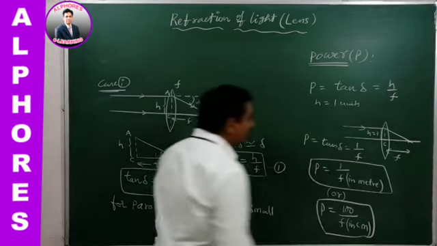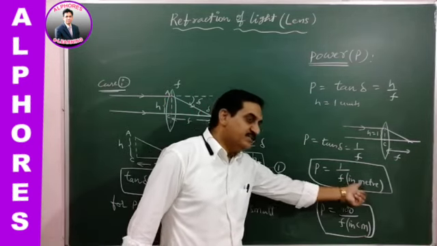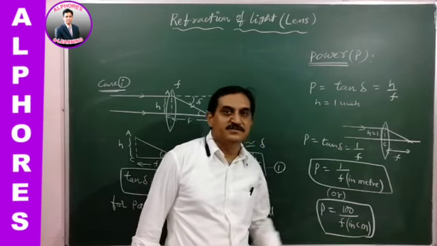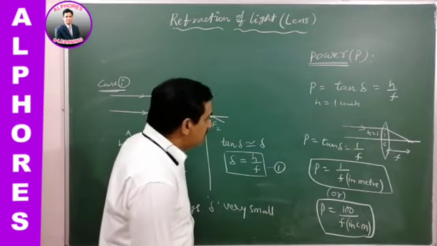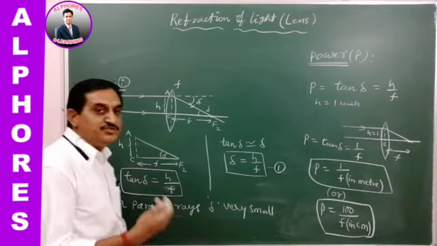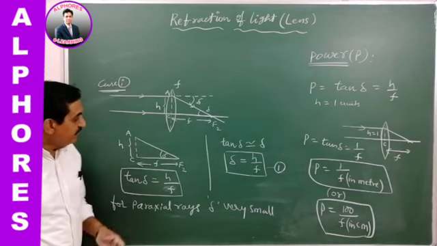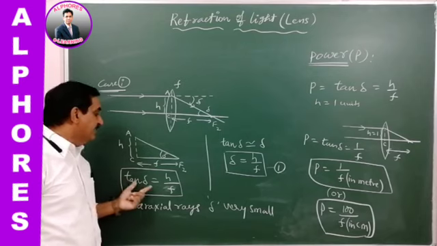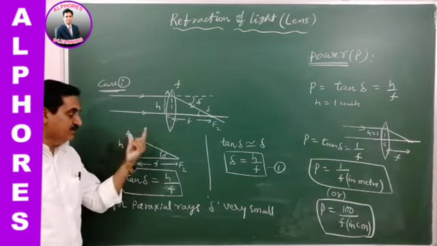So the power formula is 1 by f when f is in meters, and 100 by f when the focal length is considered in centimeters, CGS system. Overall, in which units can the power of a lens be measured? Diopters, the units of power. See here, we are taking the power formula from this deviation formula, tan delta is equal to h by f. So indirectly tan delta is the power of the lens.